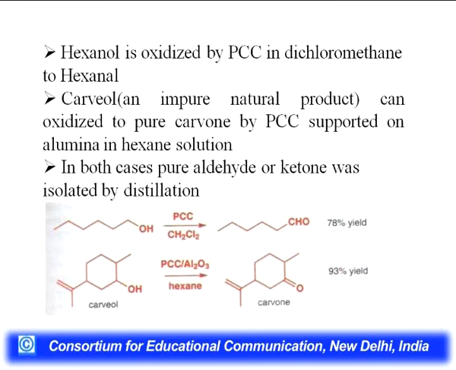Carveol, an impure natural product, can be oxidized to pure carvone by PCC supported on alumina in hexane solution. In both cases, pure aldehyde or ketone was isolated by distillation. These are the reactions in which you can see hexanol converted to hexanal and carveol converted to carvone.